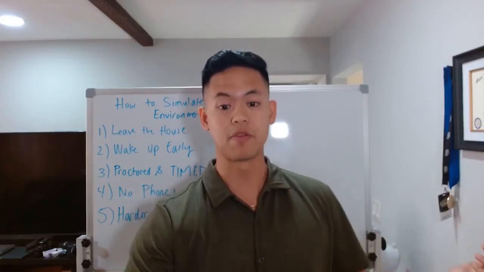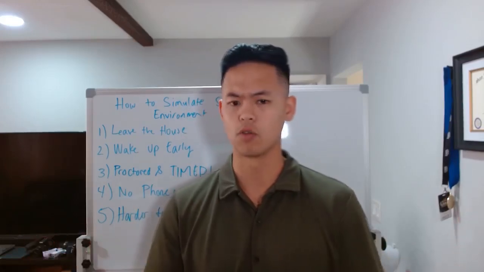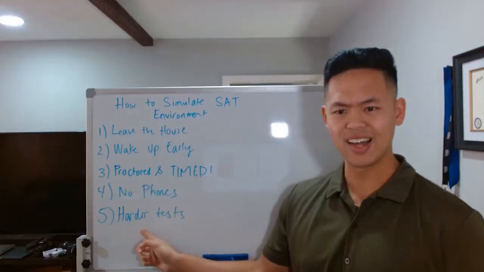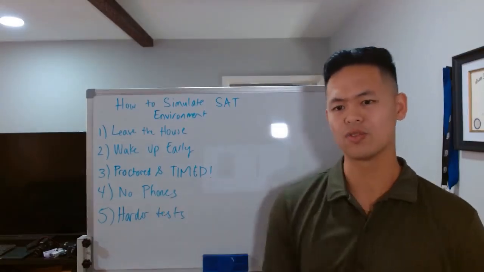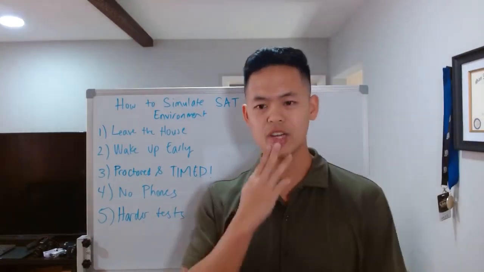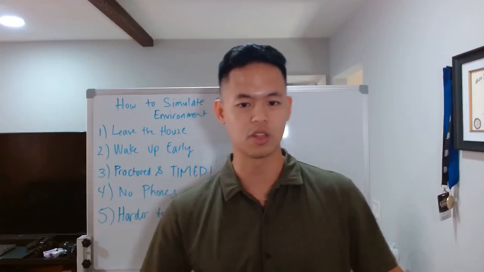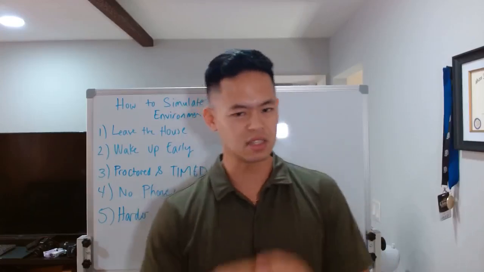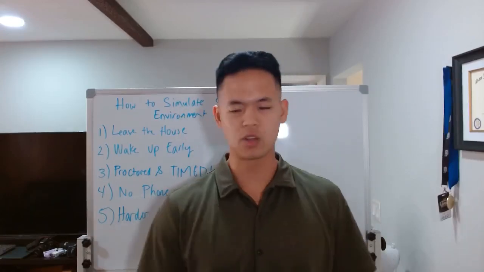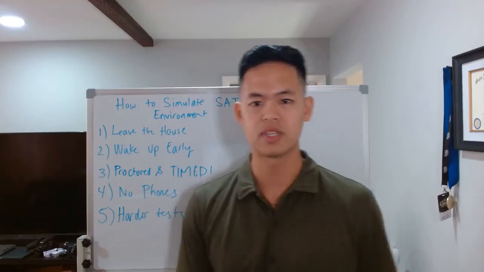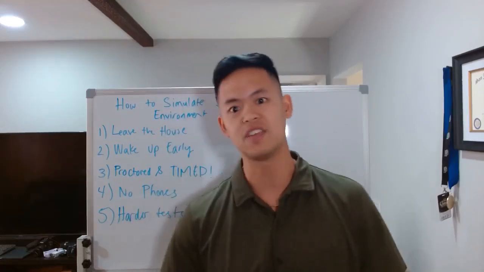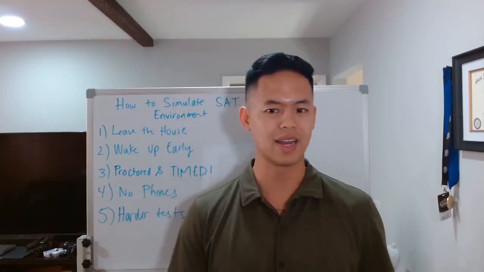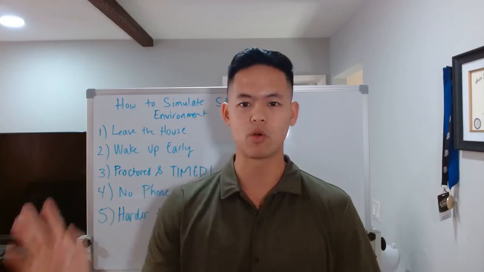Okay, step number five, and this is the most commonly overlooked: work with diagnostics that are slightly harder than the SAT. Or work on diagnostics that are slightly harder than the Blue Book, okay? Because this is a notorious thing that happens. Parents are like, oh, my son did a Blue Book exam, my daughter did a Blue Book exam, got a 1550, but then on the actual exam, they got an 1100. That happens way more times than you think.